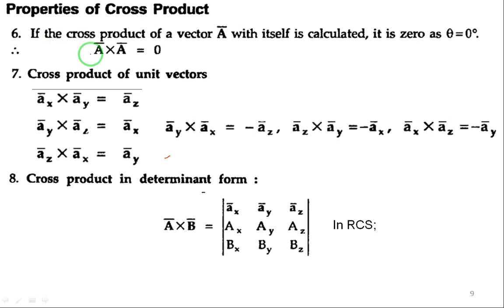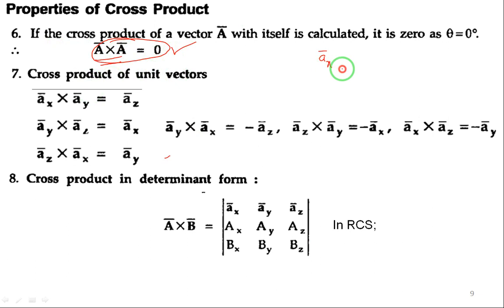If I take the cross product of the same vector, vector A cross vector A, they are parallel vectors, coinciding vectors, so angle theta is 0, sin 0 is 0. So the cross product of similar vectors is 0. Then we will see the cross product of unit vectors. The dot product of unit vectors we have seen. Next we will see the cross product of unit vectors.